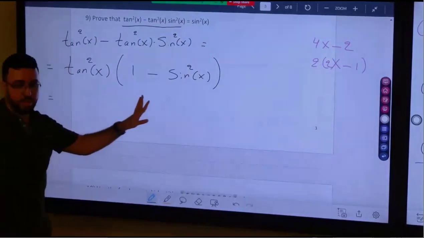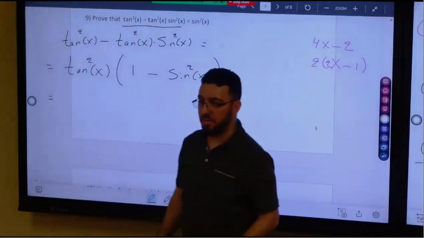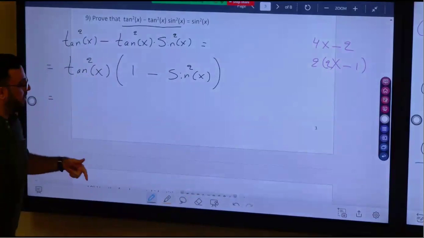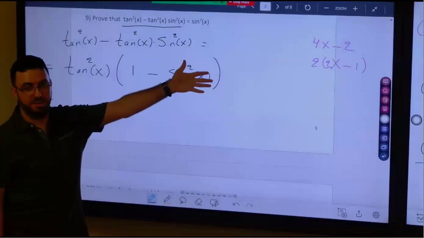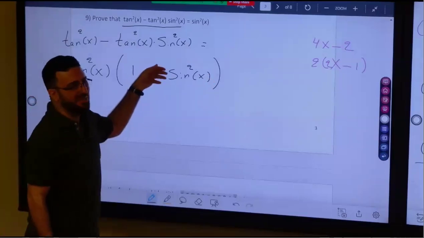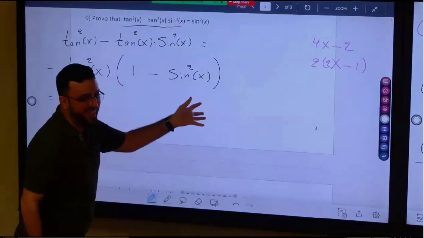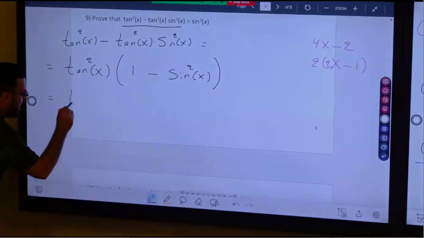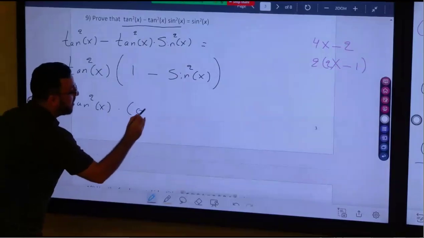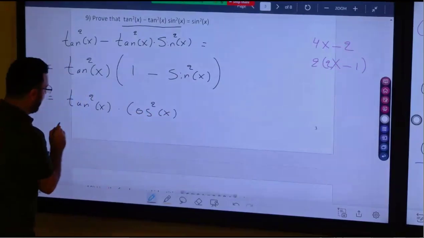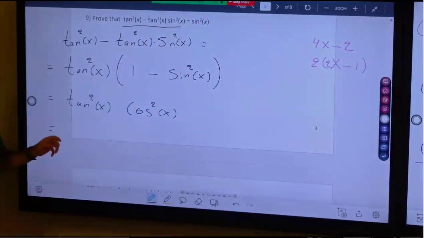Until now, is that okay? Now, what's the next step? 1 minus sine squared x equals what? So here's the tangent squared x times cosine squared x. My goal is to get sine. Okay, now what's the next step?